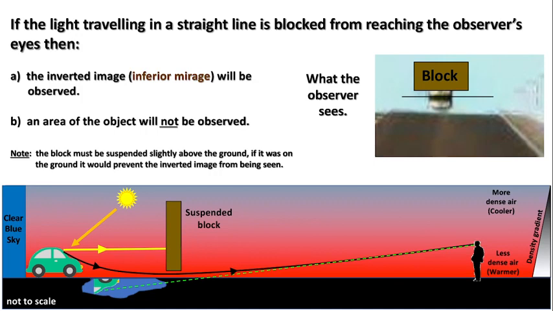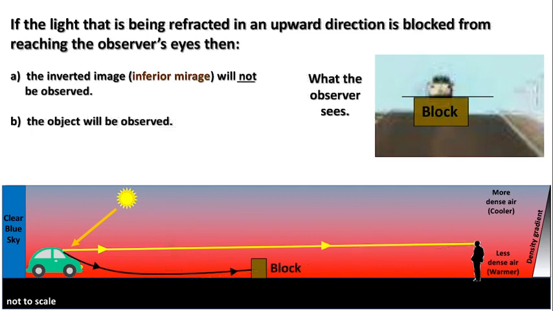If the light traveling in a straight line is blocked from reaching the observer's eyes, then A. The inverted image or inferior mirage will be observed. B. An area of the object will not be observed. Note, the block must be suspended slightly above the ground. If it was on the ground, it would prevent the inverted image from being seen.